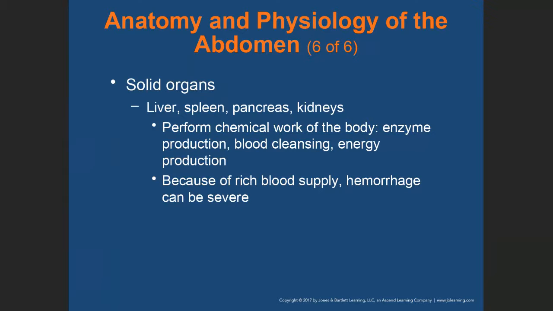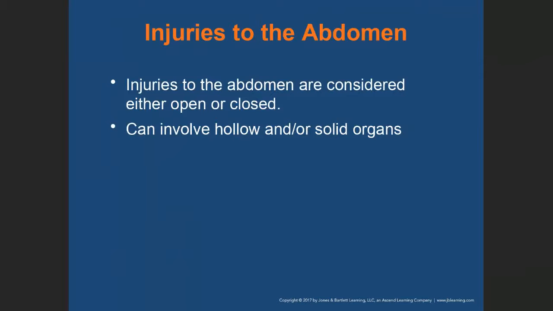Solid organs: liver, spleen, pancreas, kidneys. They perform the chemical work of the body: enzyme production, blood cleansing, energy production. Because of their rich blood supply, if damaged, they can cause significant bleeding or hemorrhaging. Now let's look at the injuries that can occur. That was a brief review of the structures, the anatomy, and the function, things that you should already know at this point.